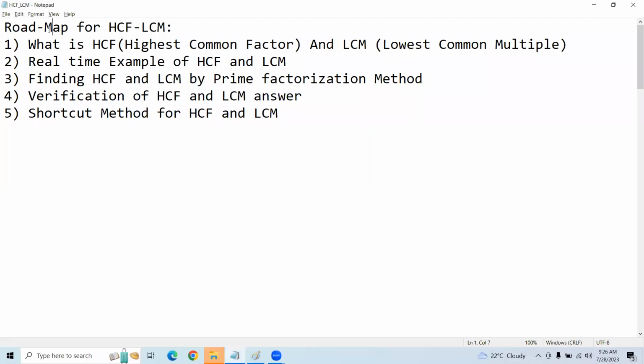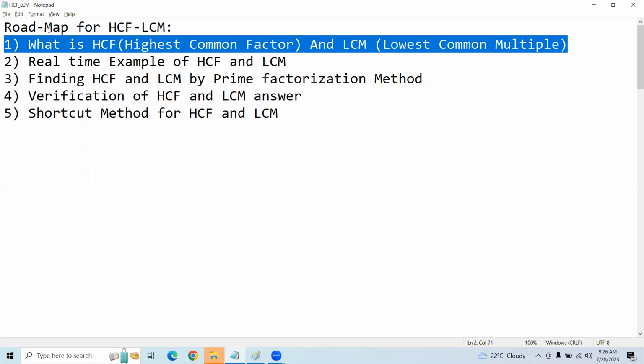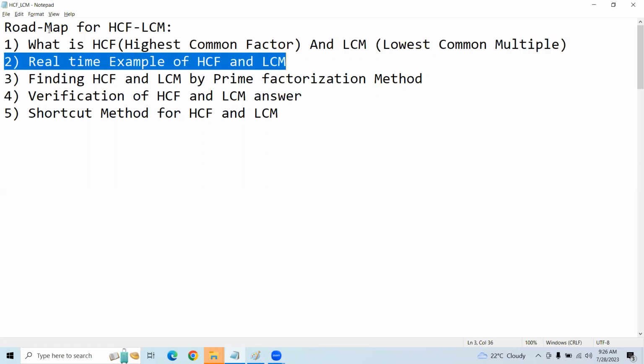Today we are going to learn the topic HCF and LCM. This is the roadmap for learning HCF and LCM. Initially we will see what is HCF, that is highest common factor, and what is LCM, lowest common multiple. Then we will look at real-time examples of HCF and LCM, and we'll also see in which aptitude topics it is going to benefit us for improving the calculation.